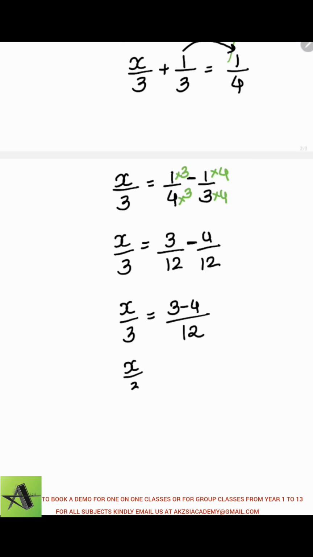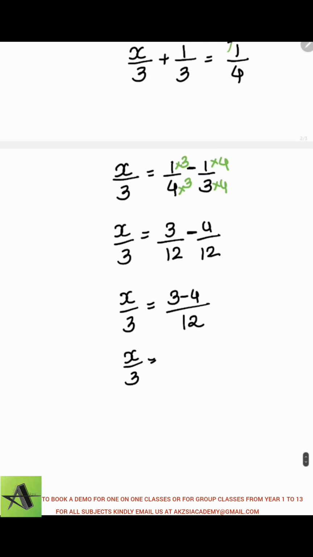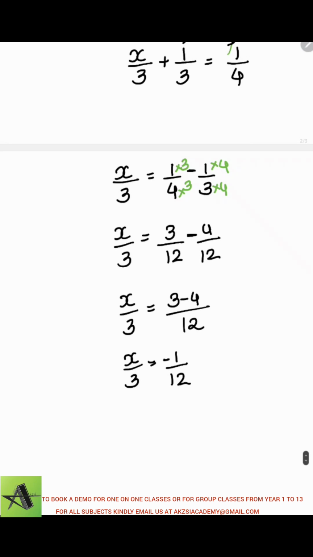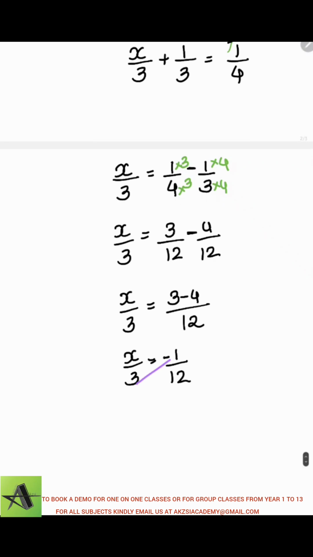x over 3 is just now simplification. 3 minus 4 is negative 1 over 12. Now I can either do multiplying both the sides by 3, then multiplying both the sides by 12, or simply avoid all these steps and convert them into one step, and that is cross multiplication. So it would be like this.